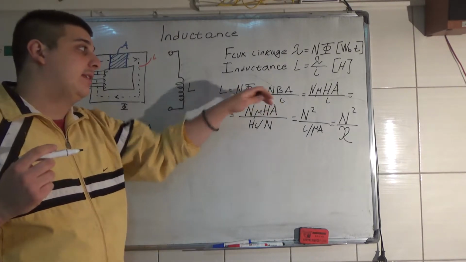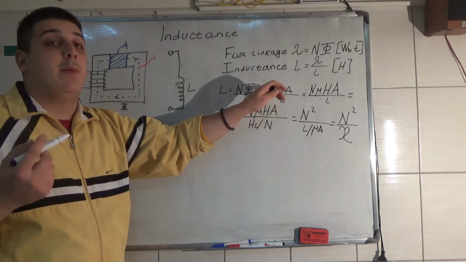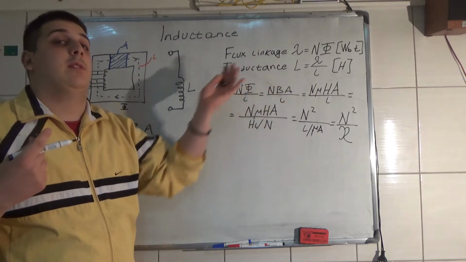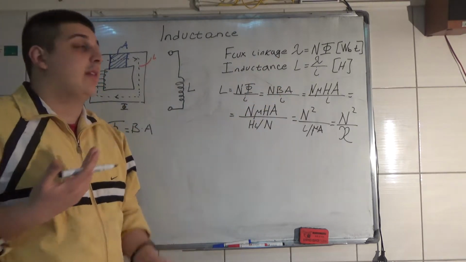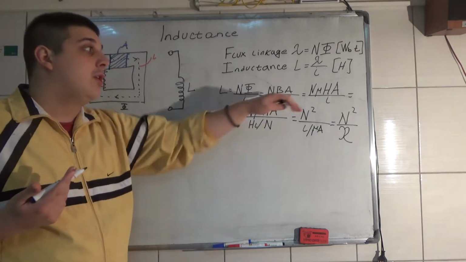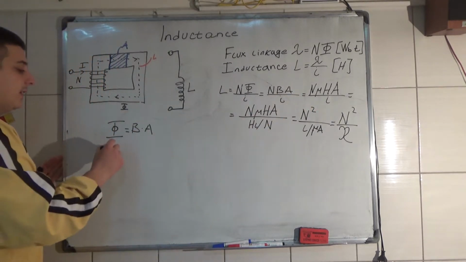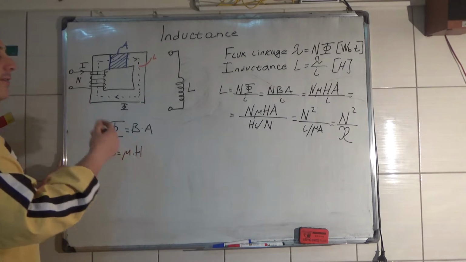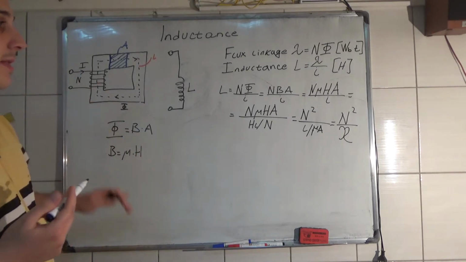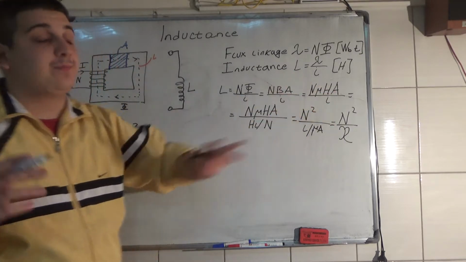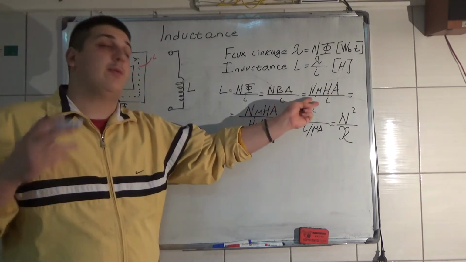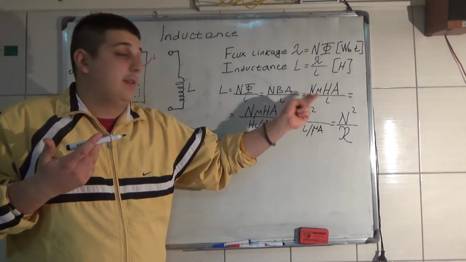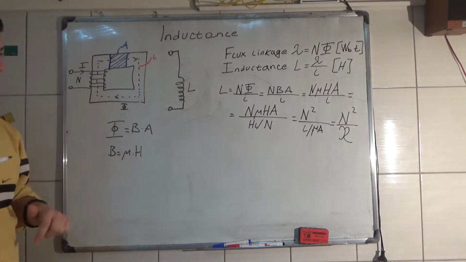So we can say that the inductance is also equal to the number of turns times the magnetic flux density times the area of the magnetic core, also divided by I. Now you know that the magnetic flux density is equal to the permeability times the magnetic field intensity in the magnetic circuit. Now you get something like this. This is also another way you can measure the inductance of the coil.